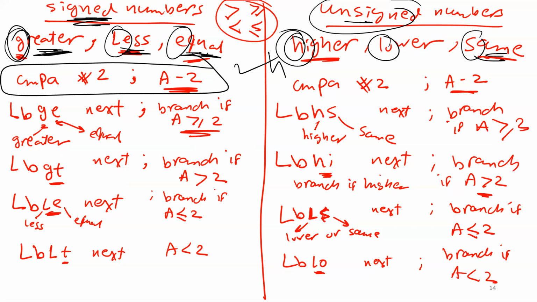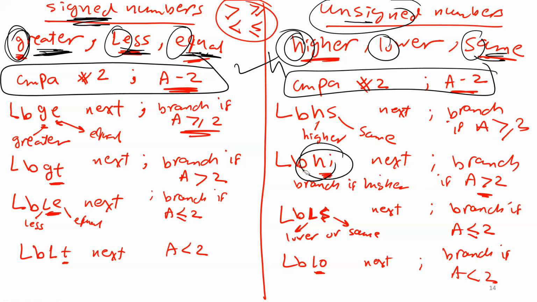So look here, guys. Again, you have to compare first. After that, you have to say branch if higher or same. Higher or same. So if A is greater than or equal, if higher or equal to 2, so the branch should be taken. Is that okay? This one, branch if higher. This one, branch if higher, only greater.